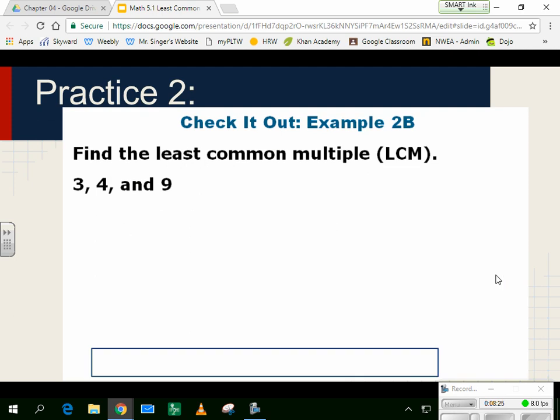Now we have 3, 4, and 9. Find the least common multiple. Again, they're 3 small numbers, so maybe the list method is best for you. But if you want to find the prime factors of them, you could do that too. Come back when you're done.